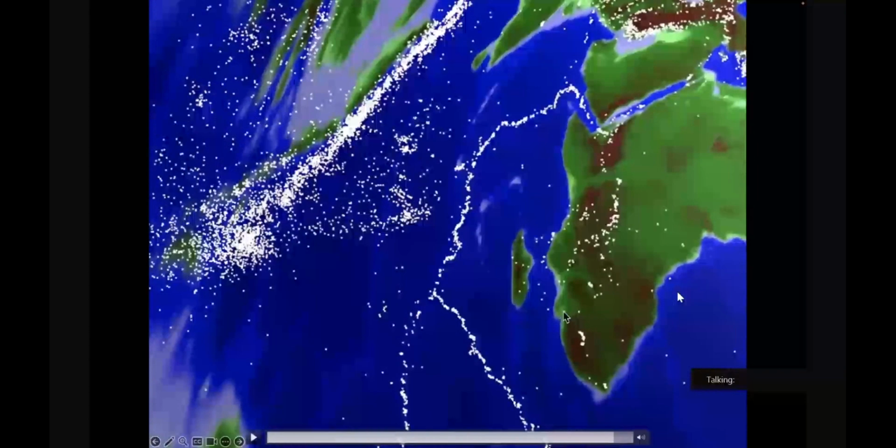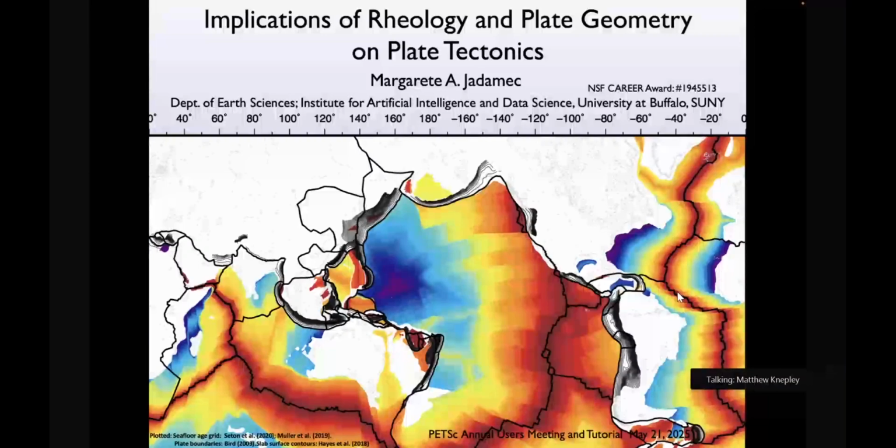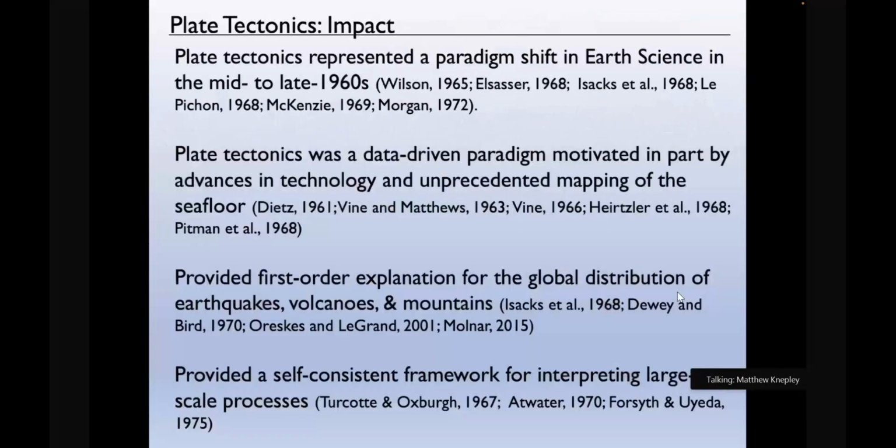Okay, so my name is Margarete Jadamec, and with that, I'll be speaking about the implications of rheology and geometry on plate tectonics and the role of high-performance computing and solvers in being able to model that process.